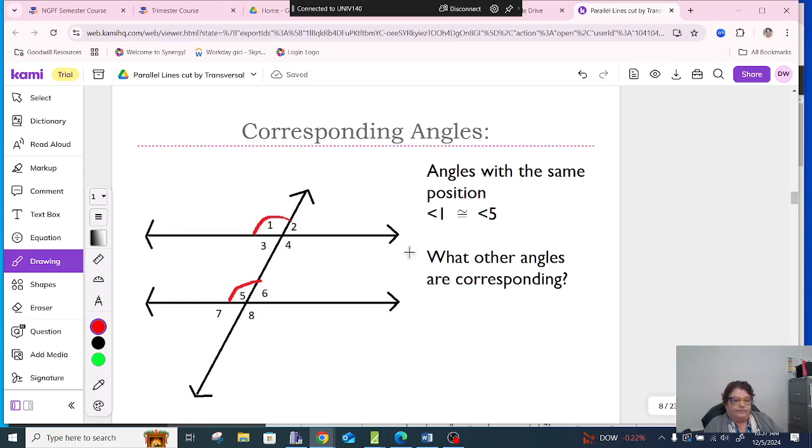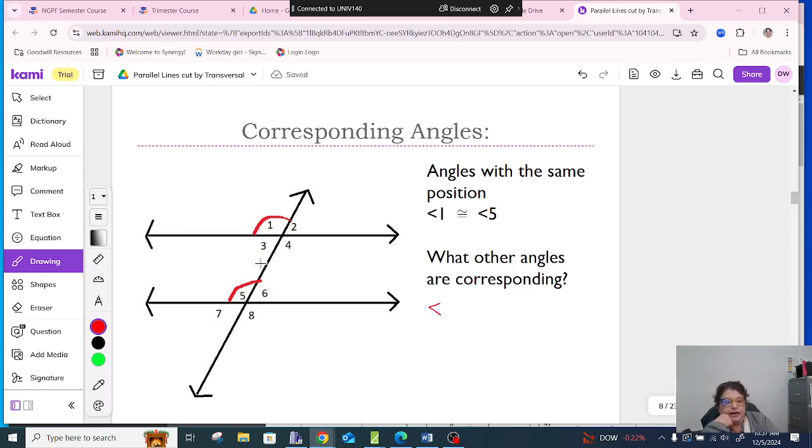Corresponding angles. Corresponding angles are in the same kind of position. Think of just cutting this right here and laying them on top. Do you see angle 1 is on the left side and it's in the upper corner? And angle 5 is also on the left side and upper corner, right? So think about just snipping this and laying it on top of each other. What other corresponding angles do you see?